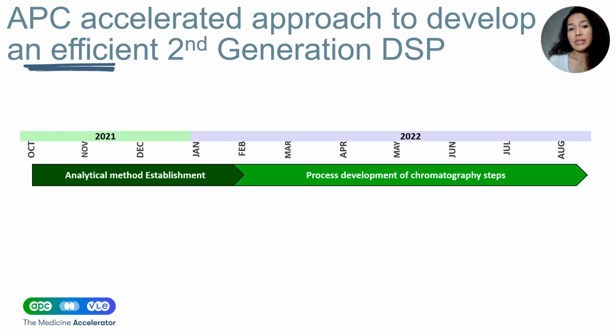So that's what we did at APC, and I'm going to showcase it now. We have been asked by a client to develop the second generation of a downstream processing for a very complex biomolecule, and we achieved that goal in only 6 months. But to achieve that, first we had to develop a very efficient analytical workflow to support the downstream work.